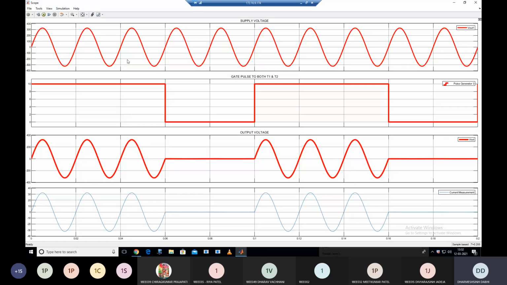So that remains continuous up to 3 cycles, because up to 3 cycles you provide the gate pulse. You can see that up to 0.06 second, it means up to 3 cycles. So up to 3 cycles you get the output voltage same as your supply. You can see here, the third waveform. Here, same as your supply voltage, you get across the load side.